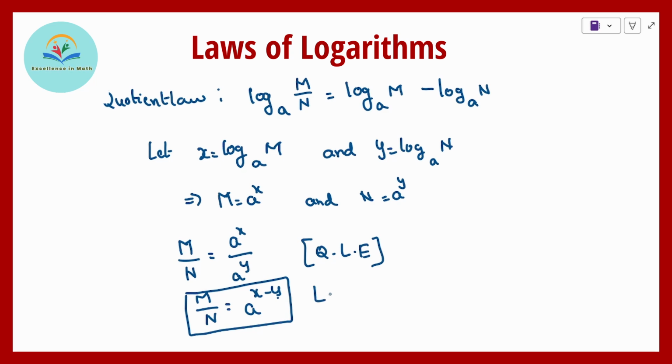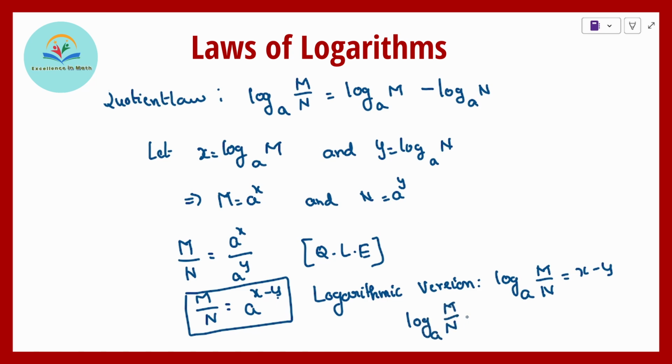So the logarithmic version of this is log m over n base a is equal to x minus y. And if we replace both x and y with their logarithmic values, we get log m over n base a is equal to log m base a minus log n base a.